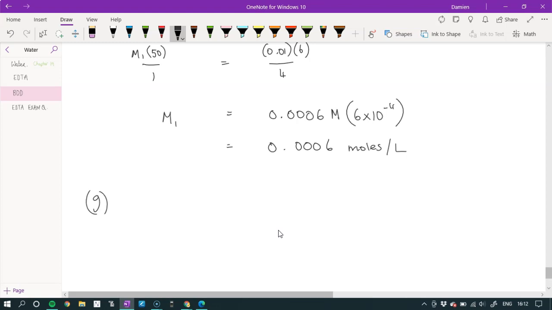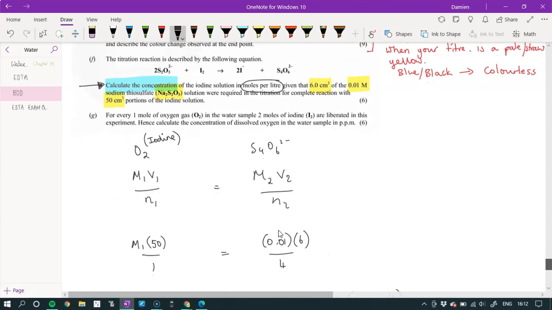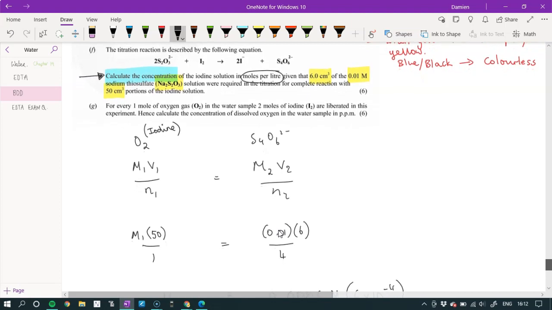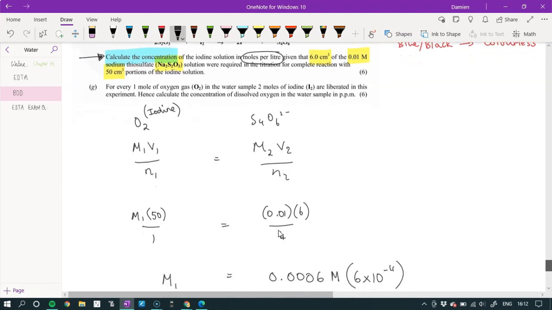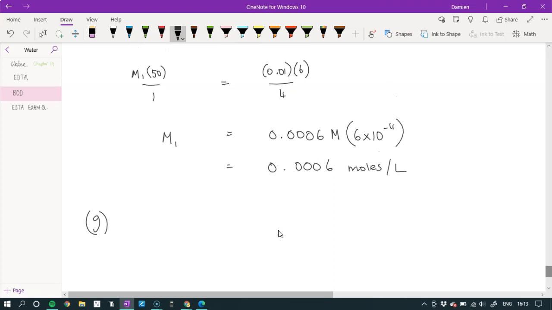And then we move on to part G. It doesn't ask us to find any parts per million in F, but it does ask us to find it in part G. So in part G, for every 1 mole of oxygen gas in the water sample, 2 moles of iodine are liberated in this experiment, hence calculate the concentration of dissolved oxygen in the water sample. So let's have a look at part G. So our molarity of our iodine, as we've seen already, is 0.0006 moles per litre.